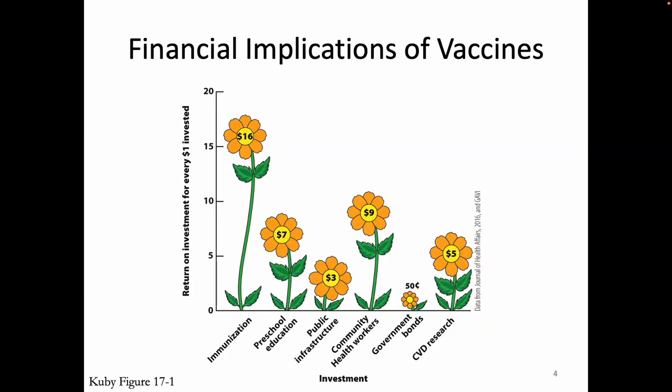And if we also look at this in terms of economics, we know that vaccines have had a pretty massive impact. If you think about every dollar invested in vaccines, it comes back to save about $16 for us. So in terms of the return we get on our investment, this is really the largest general health and general society thing that we can invest in.